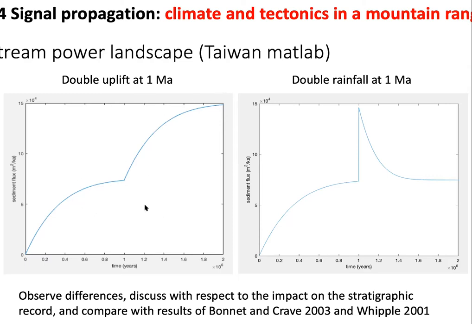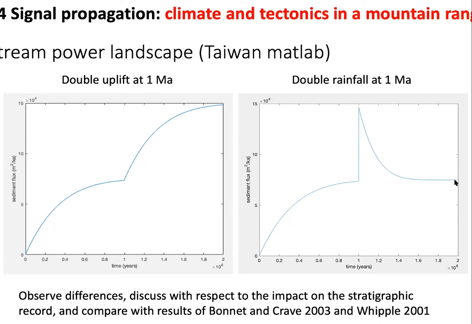It's also a small mountain range, exactly the same size as the one of Whipple. I just took the same equation and the same setting. And this is when you double rainfall at 1 million years. So after steady state, you double rainfall, so you double erosion efficiency. What happens is a spike in sediment flux, because suddenly your river system has high slopes and suddenly it starts transporting. It has much more water to erode, and there's a spike in flux that then decreases as you go back to the same steady state as before.